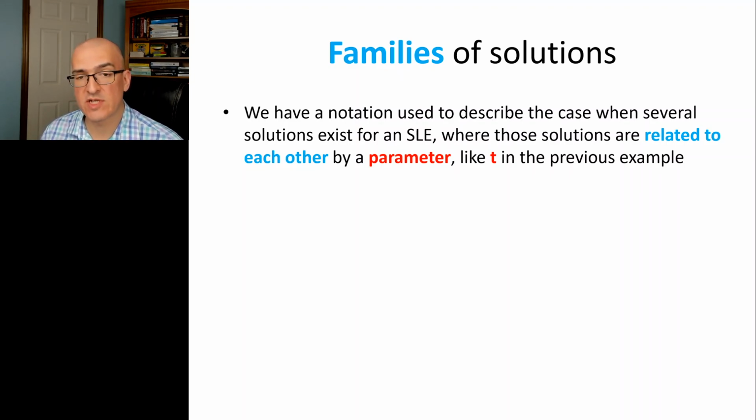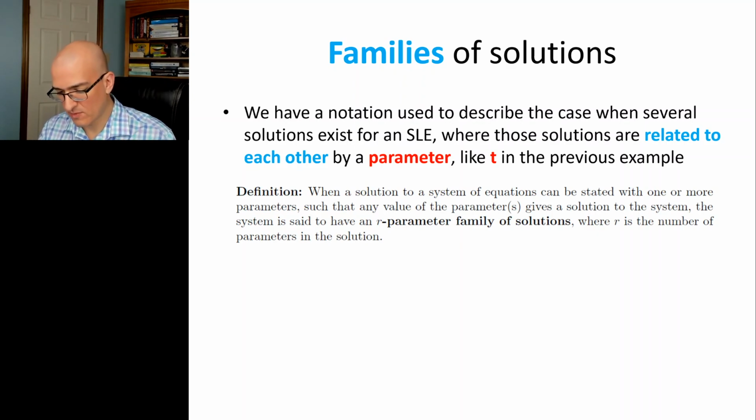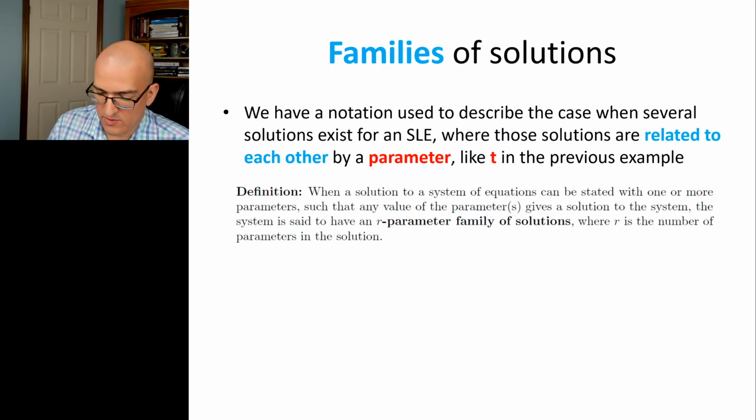Some families of solutions have more than one parameter in them. I said variable, I meant parameter. So you might have a family of solutions with a t parameter and an s parameter, and maybe with an r parameter. So an r parameter family of solutions just indicates how many parameters there are in there, whether you have freedom to choose anything you want for t, or freedom to choose anything you want for t and for s. And you'll see what I mean when we get to these examples.